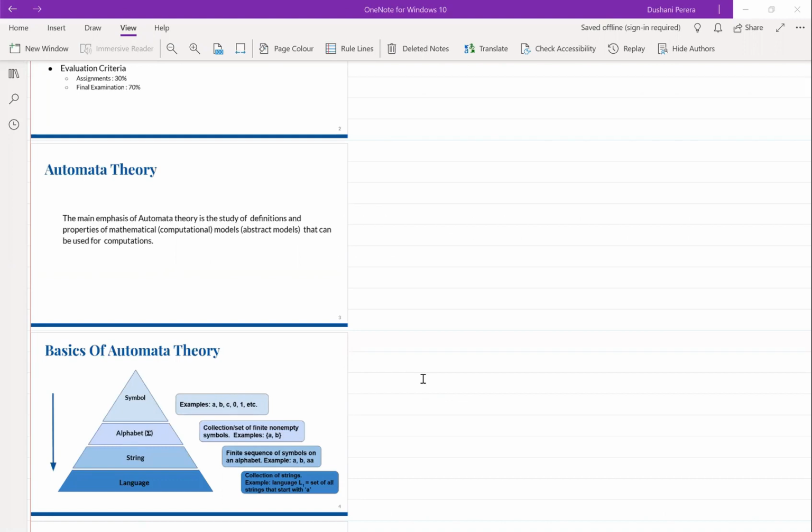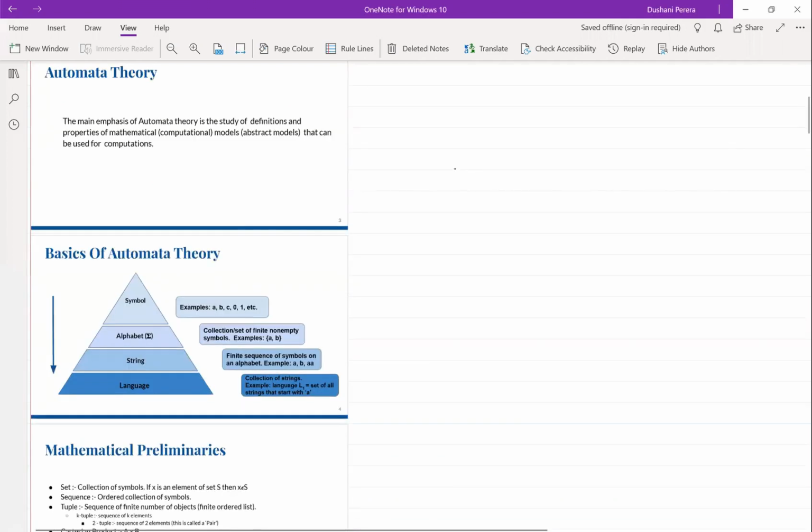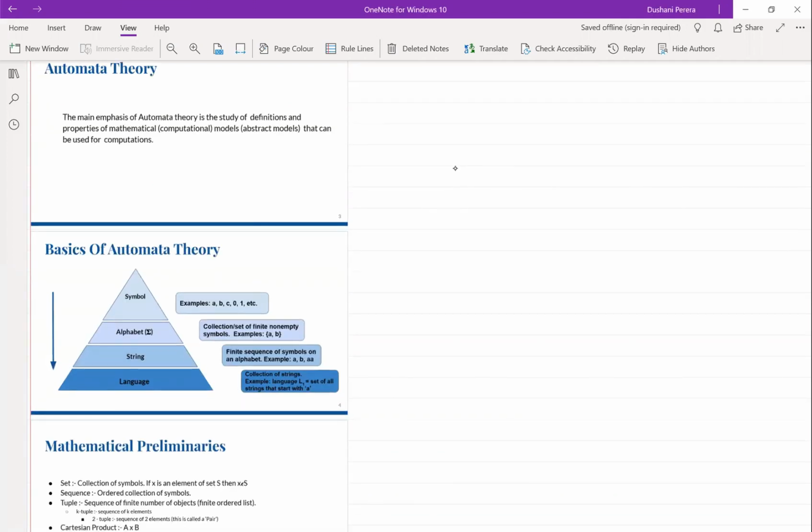So we'll be studying the theory about it, which is to say we'll be studying the definitions, the properties of a machine, what problems can be solved by a machine, its limitations, etc. So that is what we say in this first slide, that we are talking about computations and we're trying to model a machine which carries out a computation.